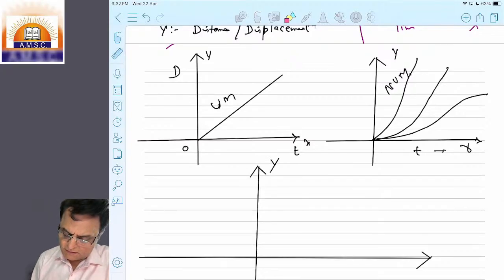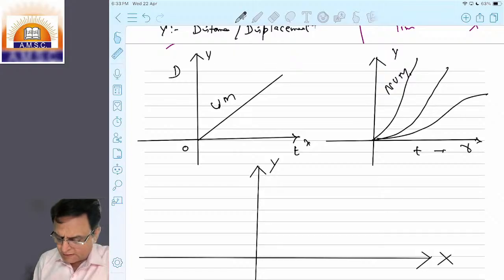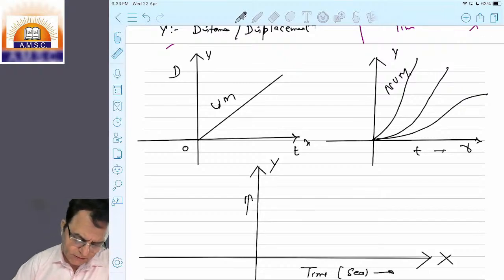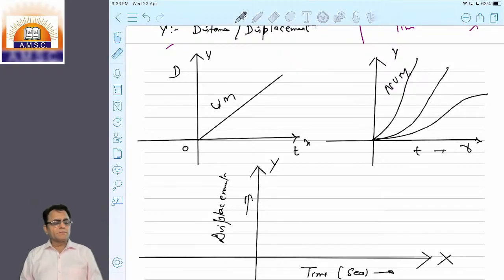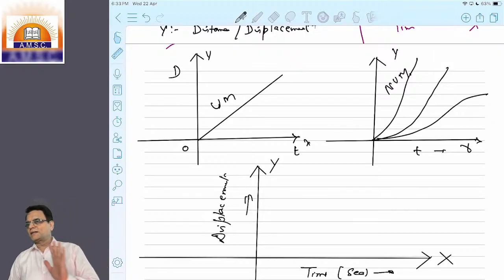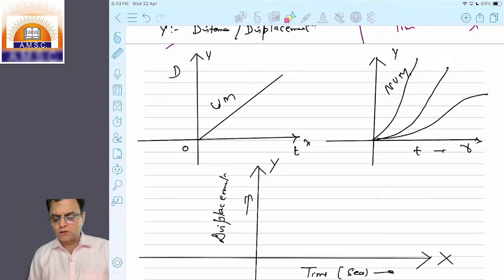This is y-axis, this is x-axis. Now it's an interesting case. The x-axis represents the time, maybe in seconds or hours. And this is displacement. Whether you are talking about distance or displacement, in both cases the SI unit would be the meter, kilometer, centimeter, etc. ठीक है ना? अब मैं आपसे क्वेश्चन पूछूंगा ना. I would like to ask a question.